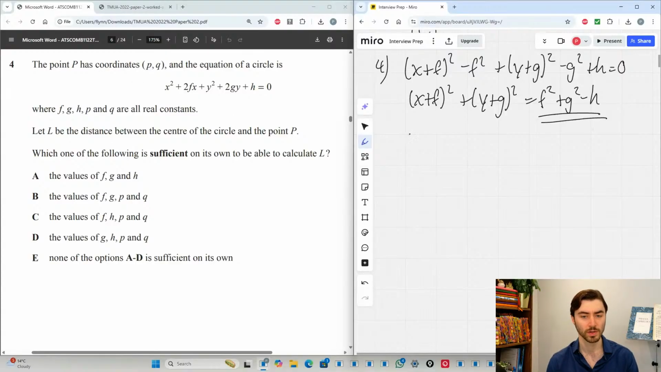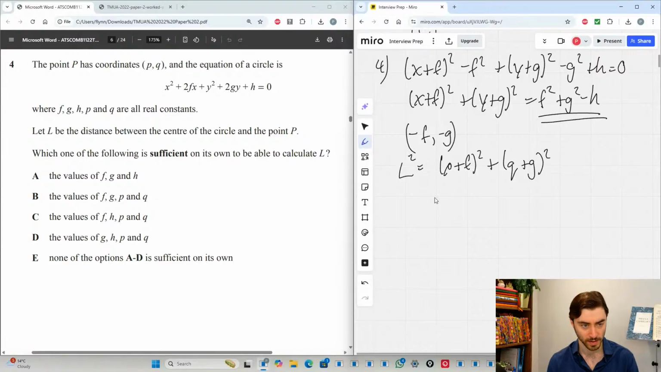Well, the center of the circle is (−f, −g). And the distance to P, L, is going to be the difference between those, which is (p + f)² + (q + g)². And that's what L squared is.